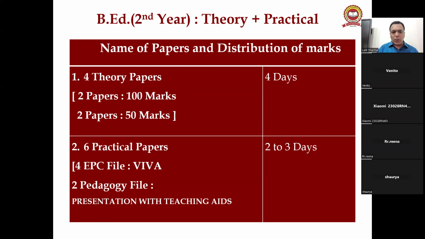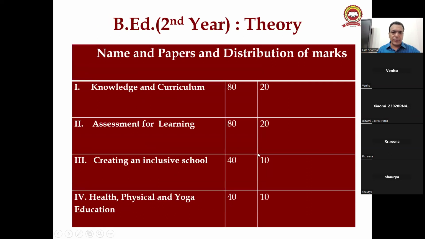Out of the 6 papers, today I'm not completely well, so you can understand this thing. So out of the 6 practical papers, 4 are your EPC files, right? EPC 1, EPC 2, EPC 3, EPC 4, right guys? 4 practical files you have to make. And you know, viva would happen. Two files are your teaching files, pedagogy files, right? So these are the names. This is the second slide. These are the names of your theory papers, right?